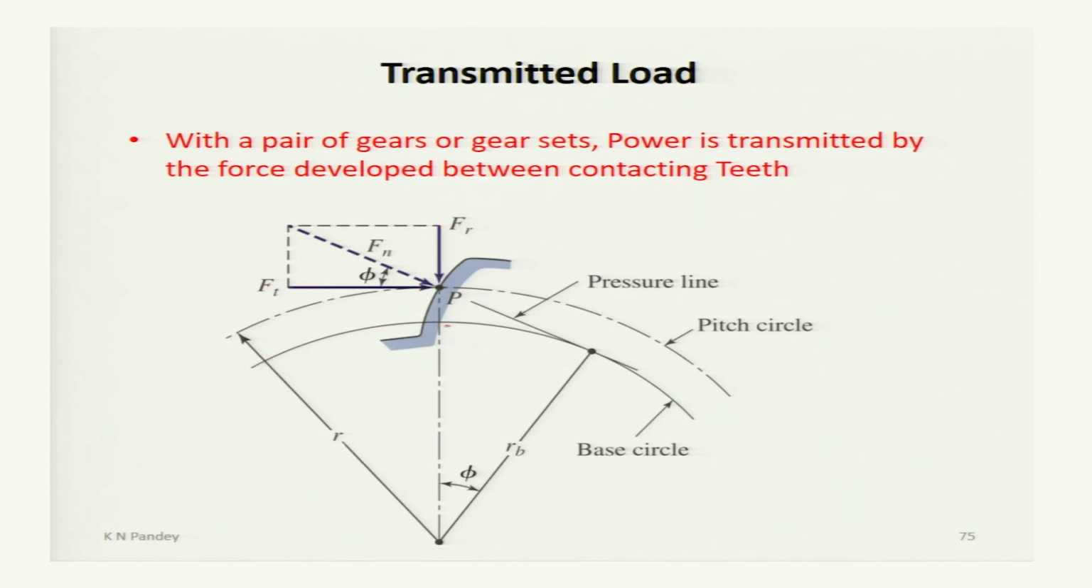And this is the base circle, this is the pitch circle, and this is the pressure line along which the normal force Fn is acting. So along the gear tooth at this point these forces are acting, and the components of Fn are Ft, the transmitted force, and the radial force.